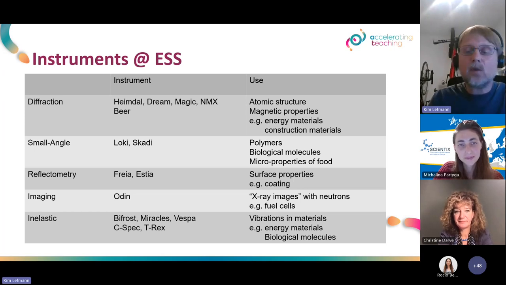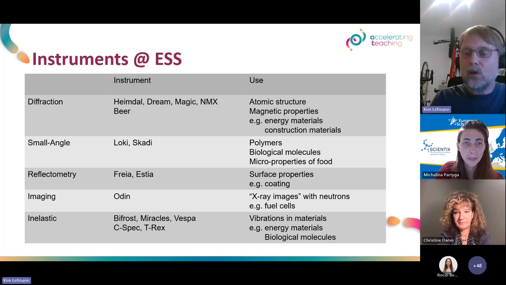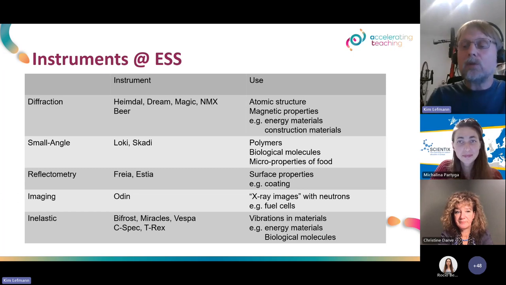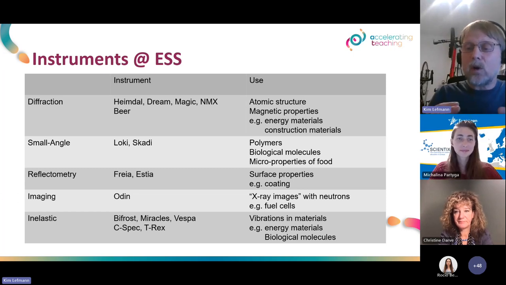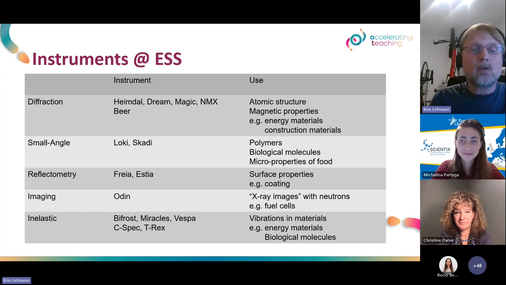And inelastic scattering, also known as spectrometers, is where you see the motion of atoms or molecules or motion of magnetism within materials. This is something that's often used in more fundamental science to understand the underlying forces that determine the structure, that determine how molecules aggregate and so on. And we have five of these instruments here.